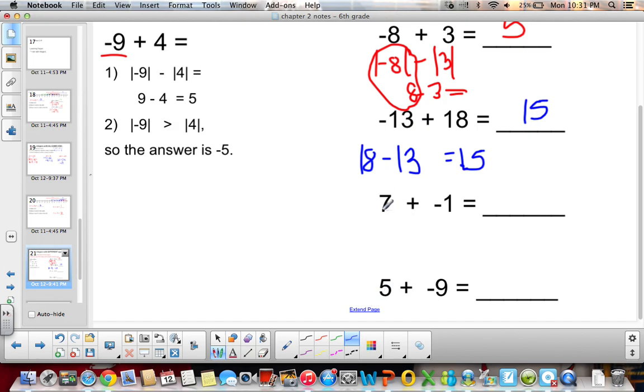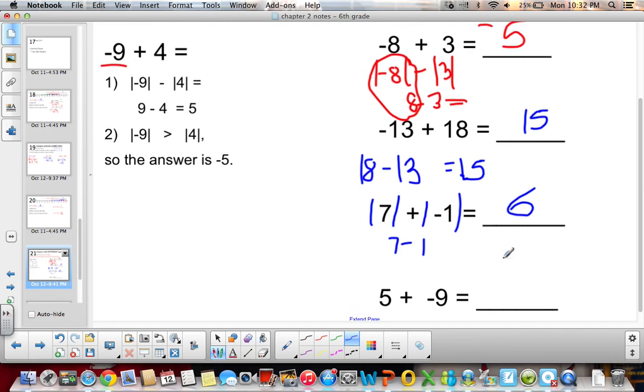Okay, absolute value of 7 plus absolute value, so really it's 7 plus negative 1. Sorry, I don't mean to be confusing you. Our first step is to take the absolute value of both numbers and subtract them. So absolute value of 7 is 7, absolute value of negative 1 is 1, so our answer is 6. Take the sign from the integer that has the greatest absolute value, which would be 7, so our answer then is positive 6.